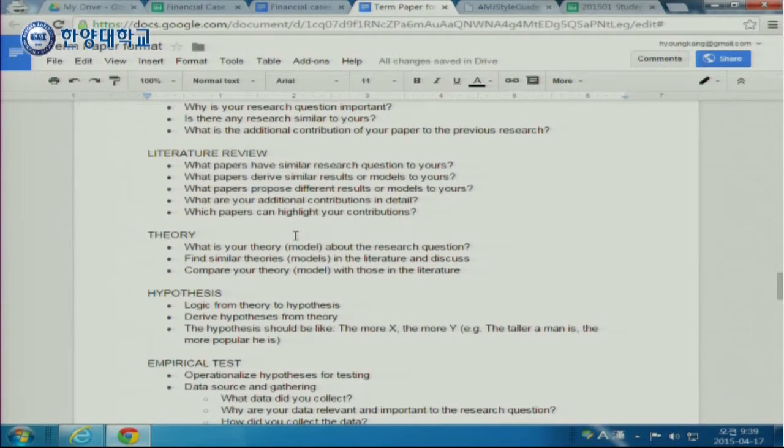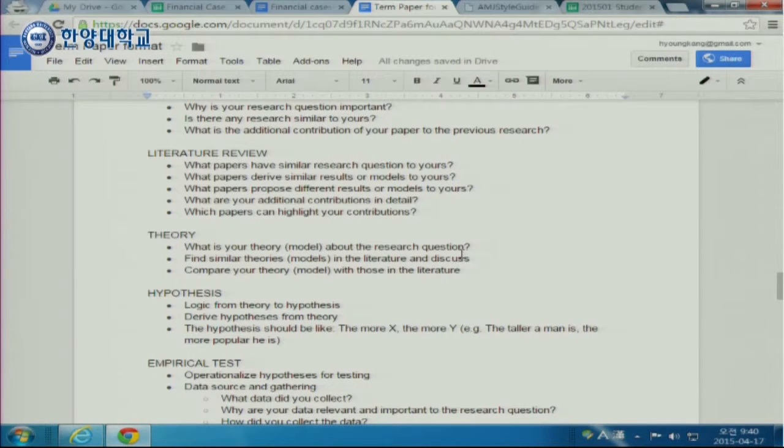Okay, now because it is a theory-driven paper, you start from theory. Using theory: what is your theory or model about the research question? About your research question, you have to formulate the theory. And obviously, the theory you generated is not out of the blue. It should come from somewhere else, from existing ones. Therefore, find similar theories or models in the literature and discuss. Compare your theory with those in the literature. You have a theory and you have to basically justify your theory.